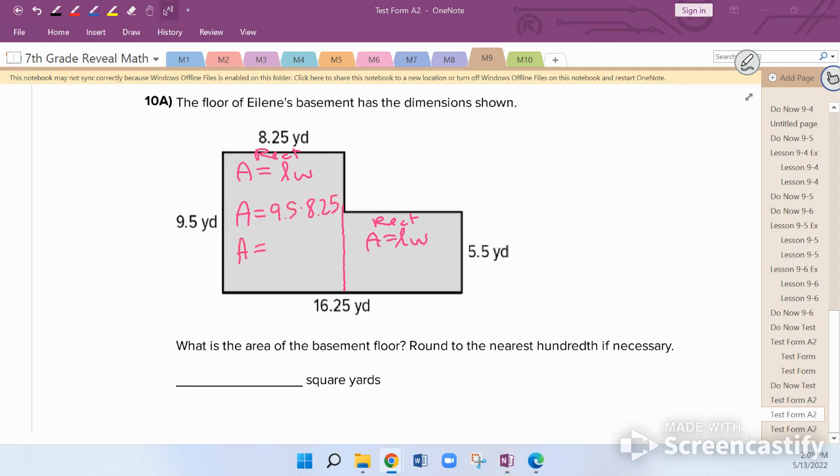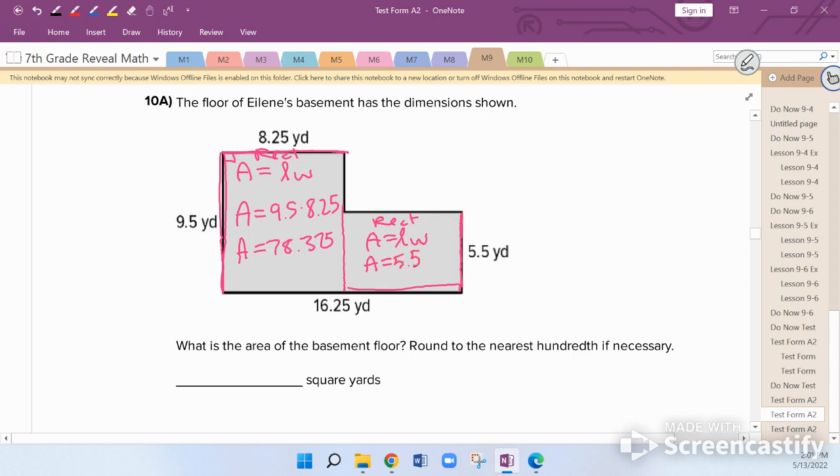Okay, we have dimensions of 9.5 and 8.25, right? I like to just trace along the edge, even if it's just with my finger on the computer screen. I'll just trace along the edges. The two edges that meet at a right angle are my length and width. Now when I multiply those, I get 78.375.